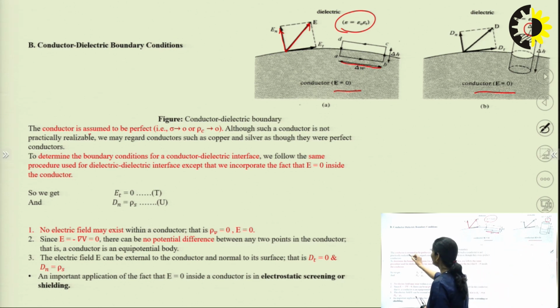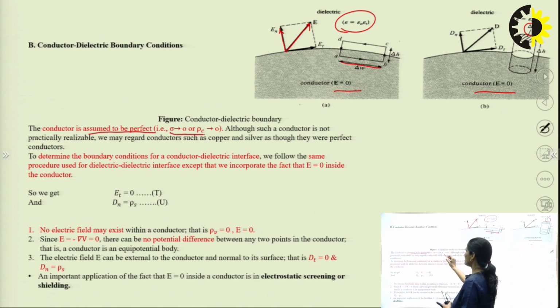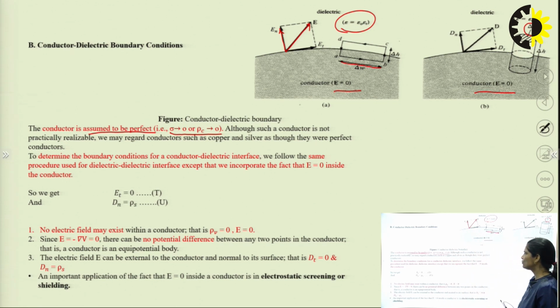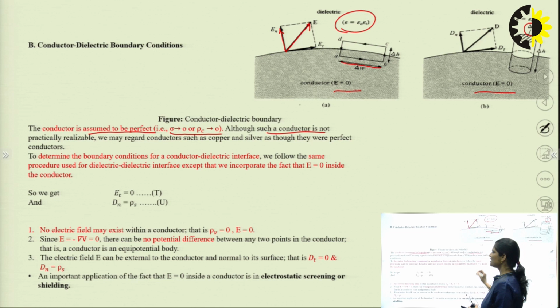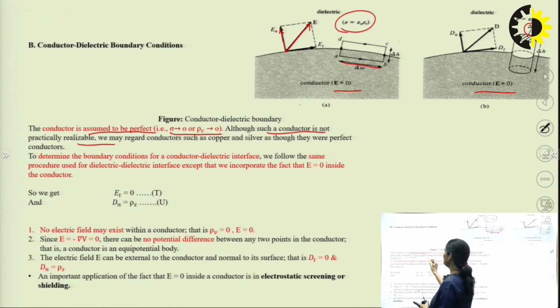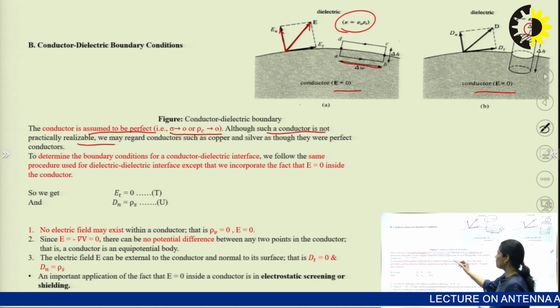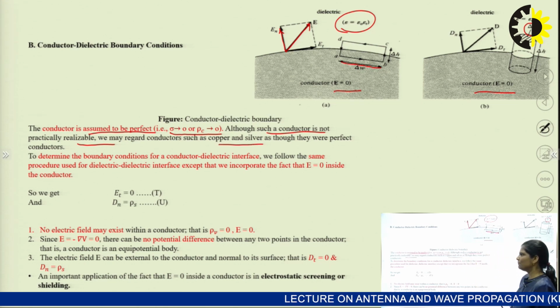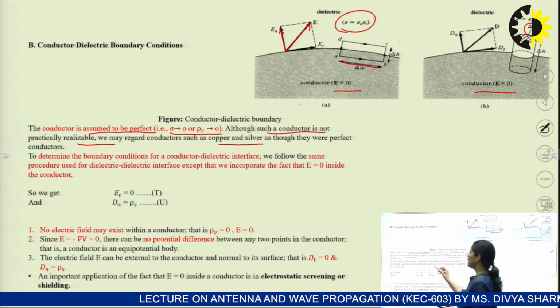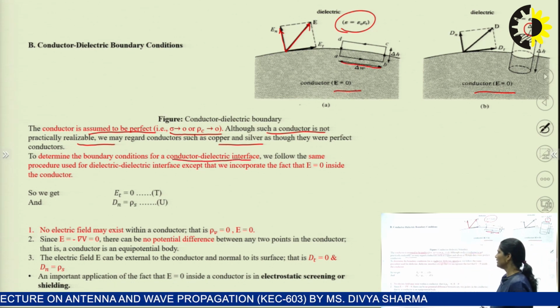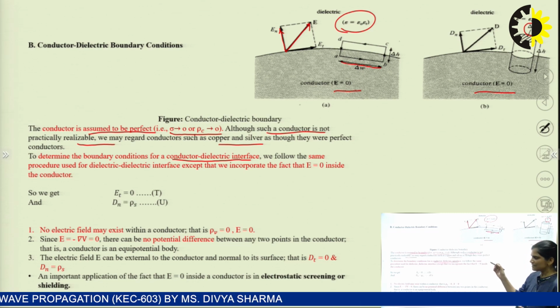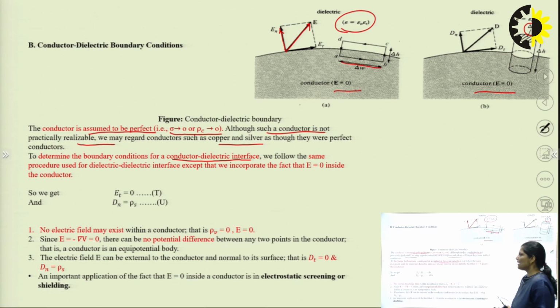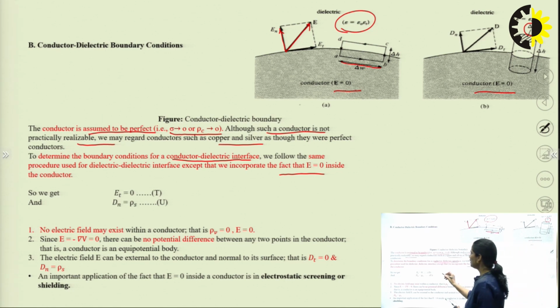Now the conductor is assumed to be perfect. It means what? Sigma is equal to infinity and rho v is equal to 0. Although such a conductor is not practically realizable, we may regard conductors such as copper or silver as near perfect. Here you have to determine boundary conditions for the conductor dielectric interface. This procedure is the same as you have done for the dielectric and dielectric interface, except E is equal to 0 inside the conductor. So here we get Et is equal to 0 and Dn is equal to rho s.